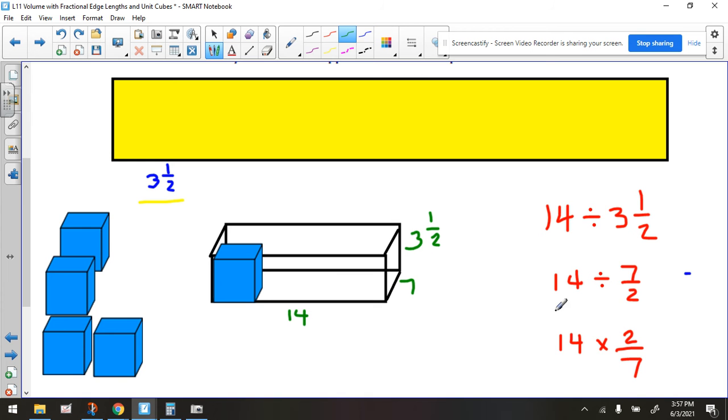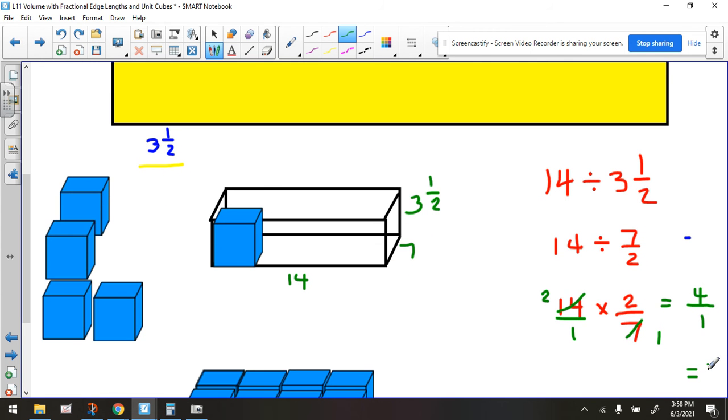We can simplify. Let's take advantage of the fact that 7 is a factor of both this numerator and this denominator. If we divide by 7 here, we get a 1. If we divide by 7 here, we get a 2. And if we go ahead and do 2 times 2, that equals 4. 1 times 1 equals 1. And 4 divided by 1 equals 4. So we're able to get 4 going across.